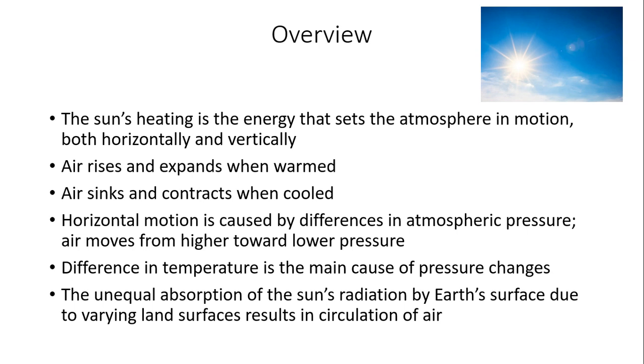Horizontal motion, what we feel as the wind here on the Earth's surface, is caused by differences in the atmospheric pressure. And air is going to move from higher toward lower pressure, as I mentioned in the previous training video. Now there are differences in temperature, and those differences in temperature are the main cause of pressure changes on the Earth's surface. This unequal absorption of the sun's radiation by the Earth's surface due to varying land surfaces results in circulation of air. And what do I mean by that?